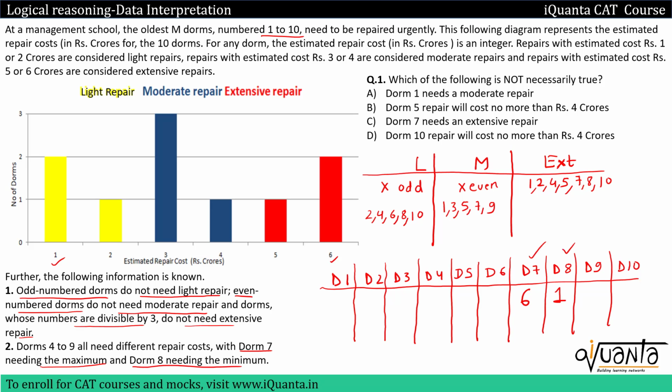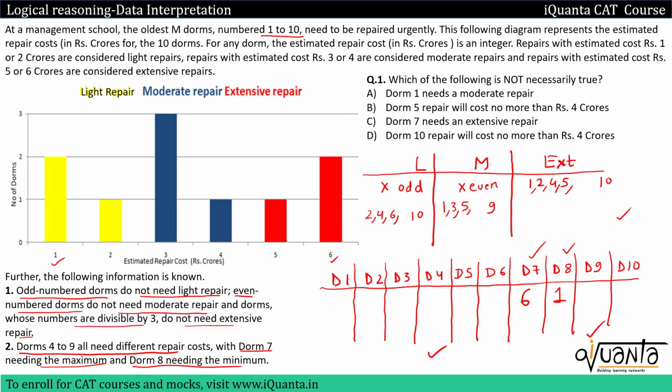So we can see that we have decided costs for D7 and D8. So to have less confusion, let me remove dorm numbers 7 and 8 wherever they are in this table above. By eliminating, I am reducing the possibilities. So 7 would be gone and 8 would be gone from here, 7 would be gone from here, 8 would be gone from here. Then we were given that dorms 4 to 9 all need different repair costs. So 4 to 9 all should have different repairing costs.